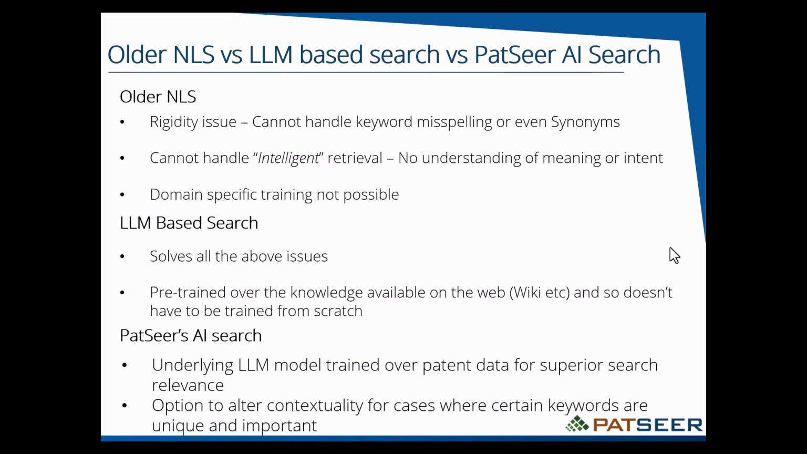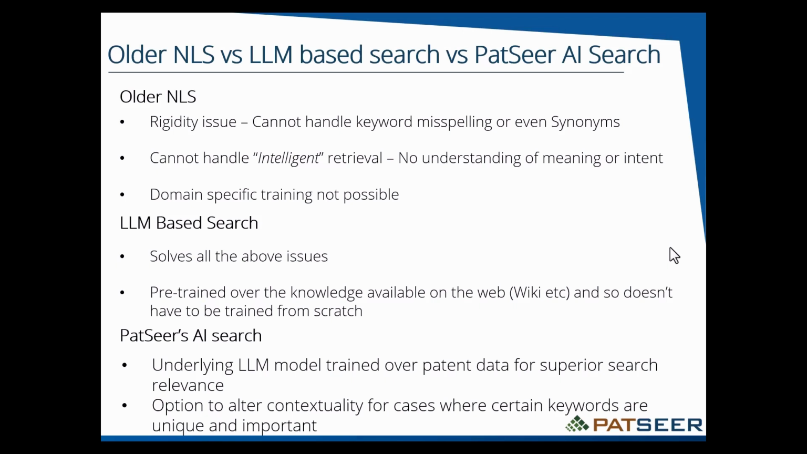The original natural language search had a rigidity issue. It could not handle keyword misspellings or even synonyms. There was no concept of intelligent retrieval, as there was no comprehension of the meaning or intent of the input. Further, domain-specific training was not possible because the underlying architecture did not support it. The new LLM, or large language model-based search, solves all the above issues.